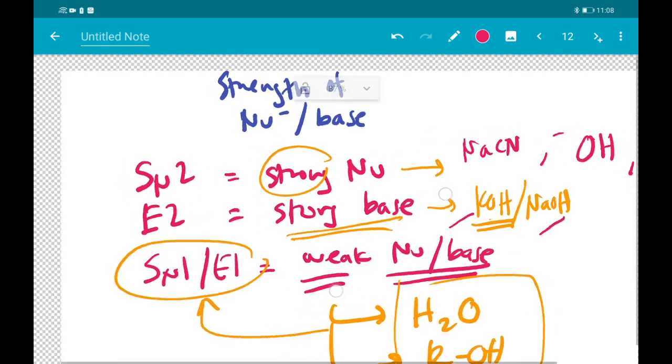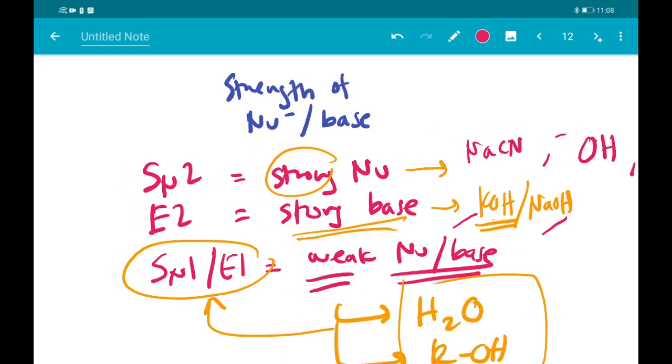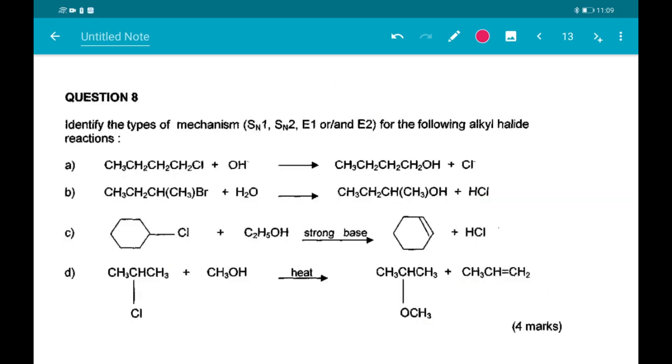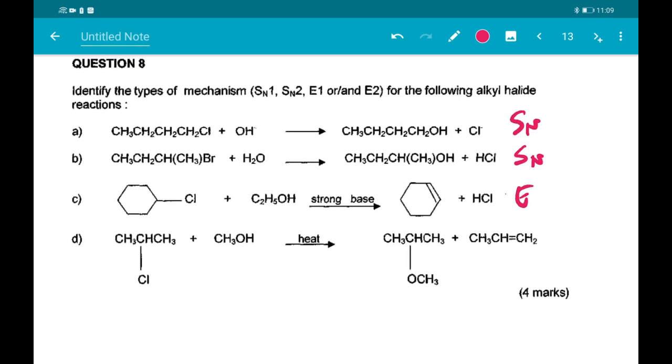Again, by referring to these first two factors, we can easily determine whether the reaction occurs in a substitution or elimination reaction. Let's refer back to our earlier example. As we can see here, we already knew that A is an SN reaction. B is also a substitution reaction. C is an elimination reaction, and finally D comprises both the substitution reaction and the elimination reaction.